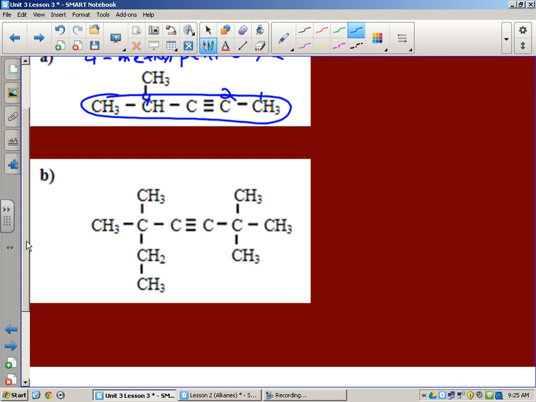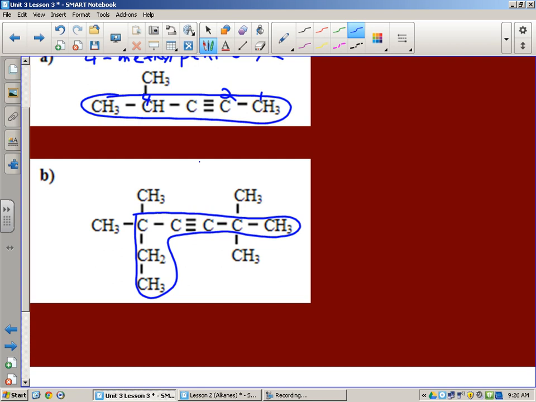This one here, let's see. We need the longest carbon chain with the triple bond, of course, or in some cases the double. 1, 2, 3, 4, 5, 6. That's pretty long. 1, 2, 3, 4, 5, 6, 7. Oh, there we go. That's the longest chain with the triple bond. You do have to be careful to make sure you find the longest one, because otherwise some of you are going to call that hex-yne, whatever the number is, but it's actually hept-yne, right, which is a big difference.